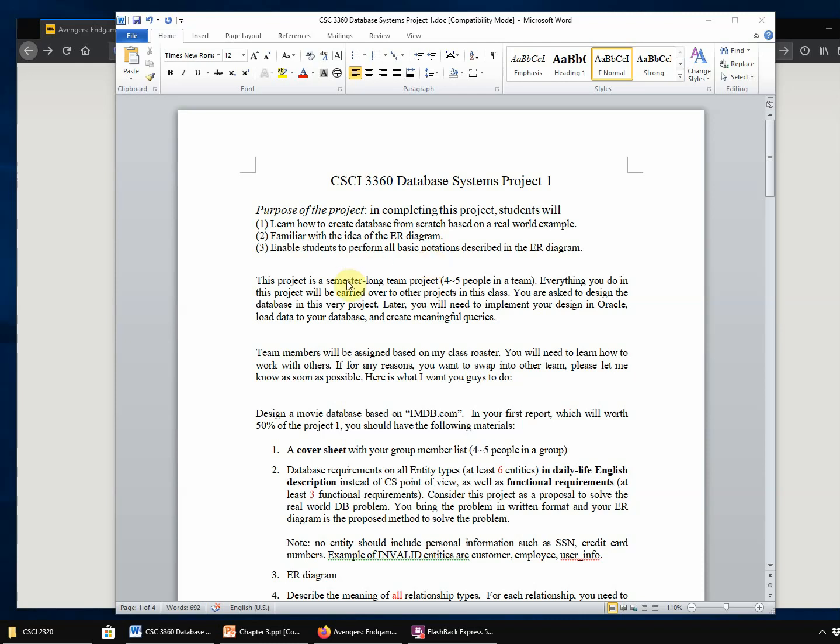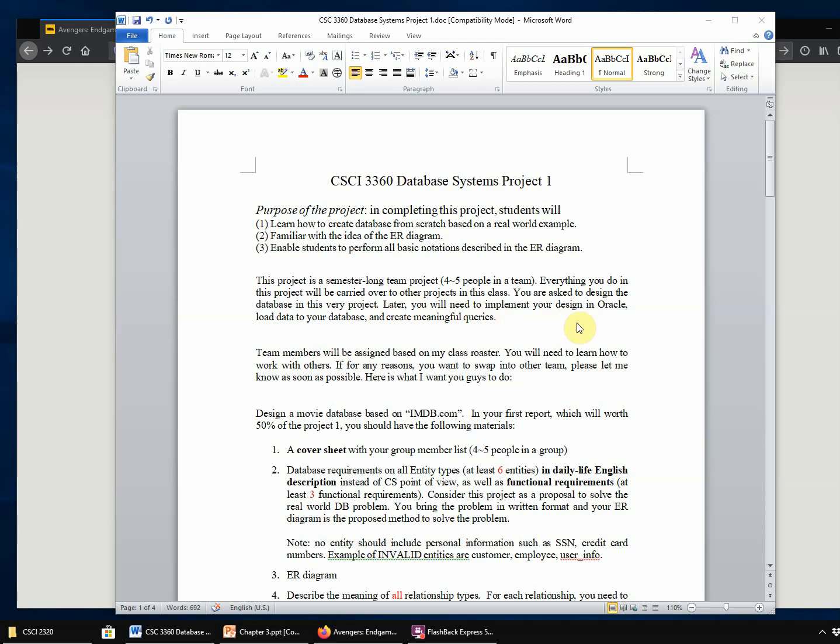So this project is going to be a semester-long project that will include about 4 to 5 team members. Everything you do in this project will carry over to other projects for the rest of the semester. So everything that you will do is based on this project, and therefore you need to know this is a very important project. You are asked to design the database in this very project.